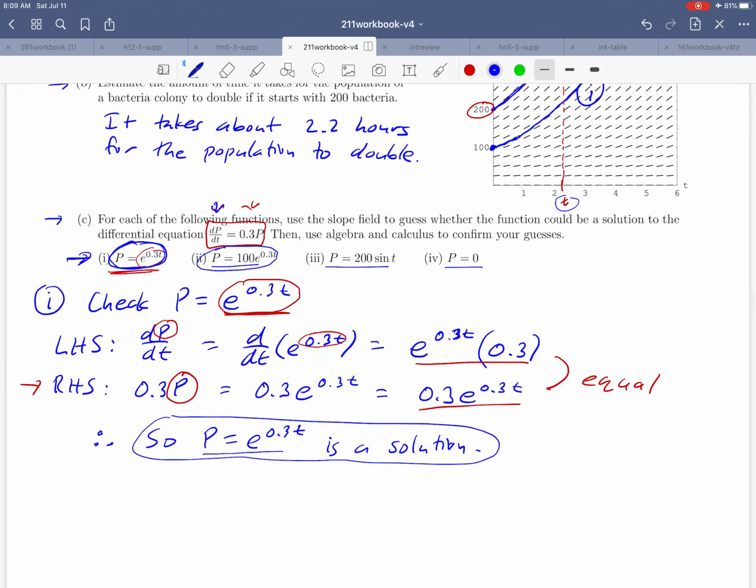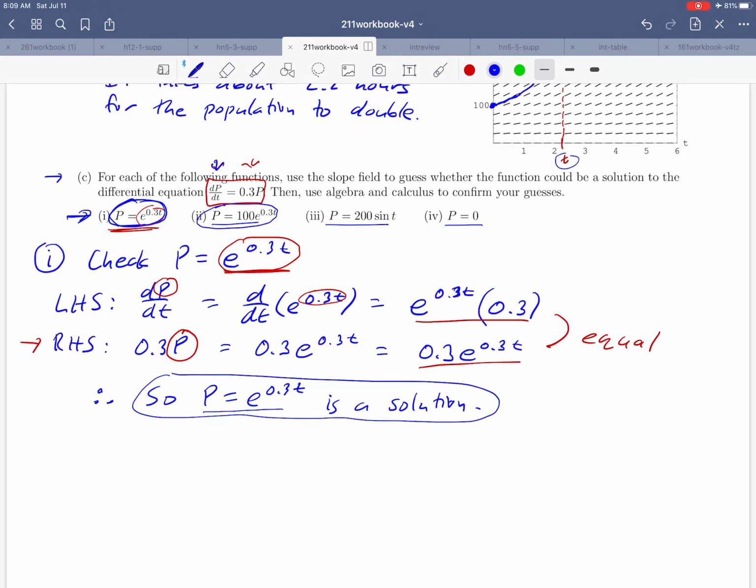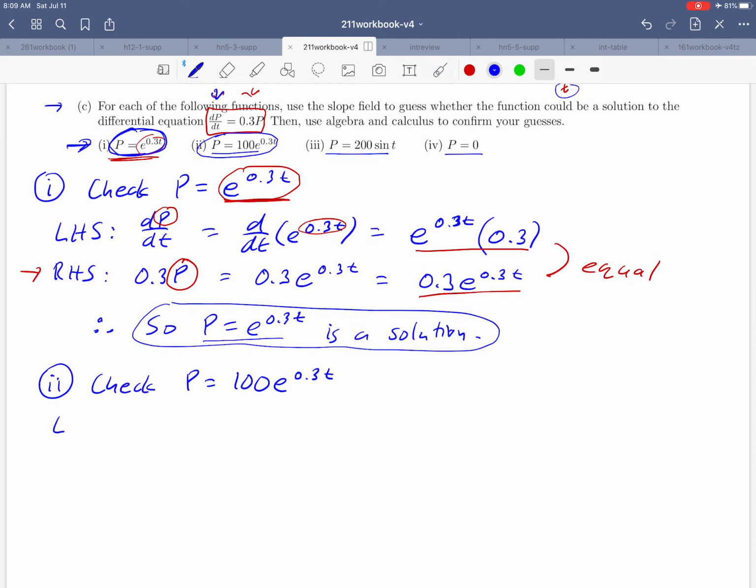Is p equals 100 e to the 0.3t a solution? Okay, well, same process. This time we would like to check 100 e to the 0.3t. And so we're going to substitute that into the left-hand side and the right-hand side of the differential equation. Again, the differential equation is this up here. So the left-hand side is going to be dp dt, the right-hand side is 0.3p. And we're just going to take p and substitute it into both the left and the right-hand side.